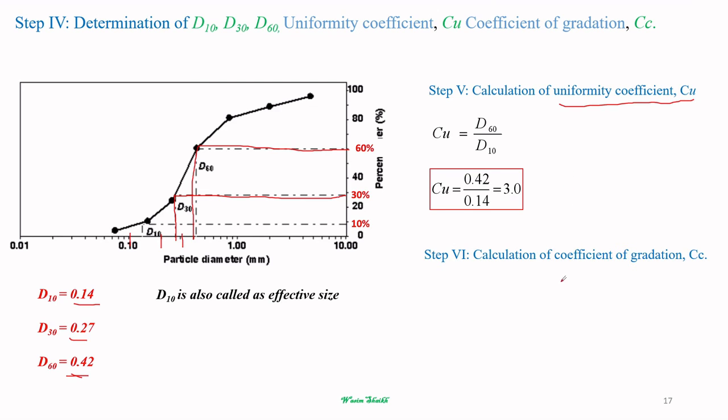Similarly, calculation of coefficient of gradation, Cc. This is the formula, D30 square by D60 into D10. Just put in the values that we have calculated, and you will get the value of Cc as 1.2. These values Cu and Cc are used to classify the soil. Already the numerical is quite long, so I will not explain how to classify the soil using the values of Cu and Cc. Maybe in future I'll make a video on it.